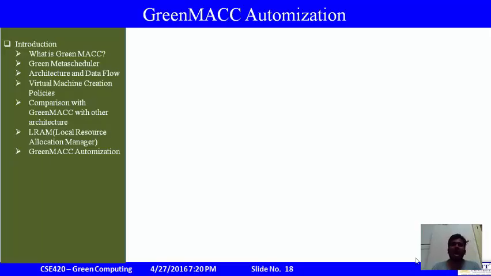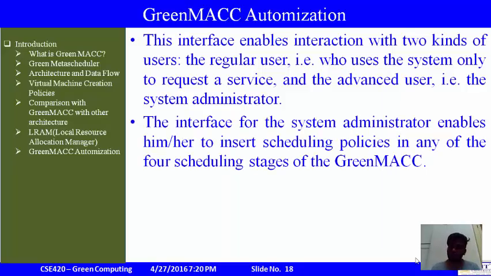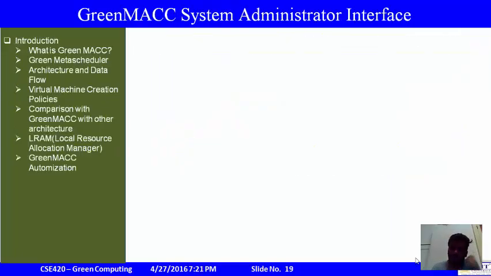Now, Green MAC automation. This interface enables interaction with two kinds of users. Firstly, the regular users, that is the users who use the system only to request a service, and secondly, the advanced users, the users that are system administrators. The interface for the system administrator enables him or her to insert scheduling policies in any of the 4 scheduling stages that we saw of the Green MAC.